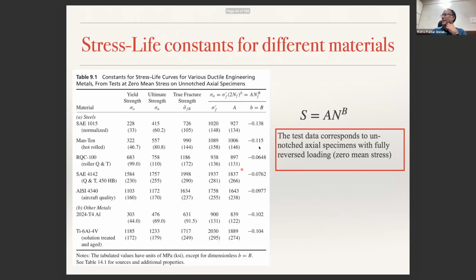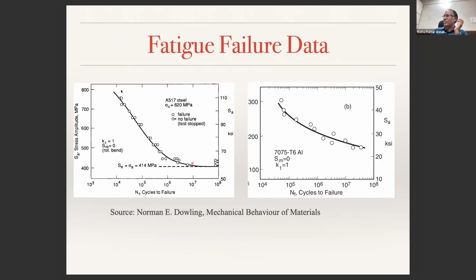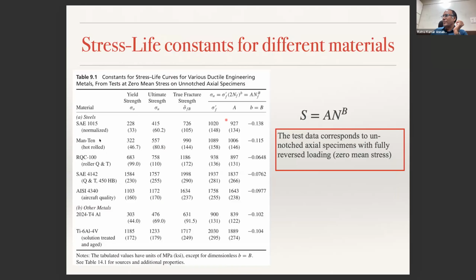So we have discussed that the SN curve can be represented by S is equal to A N power B. Whatever test data that you have, you can use S is equal to A N power B to fit this test data. And for different materials, this test data has been computed experimentally, and you can see SAE steels, SAE 1015 steel, whose yield strength is 228 MPa, ultimate strength is 415 MPa. For that particular steel, A is 927 MPa, B is minus 0.138. So this data is obtained after doing several experiments for different kinds of materials.